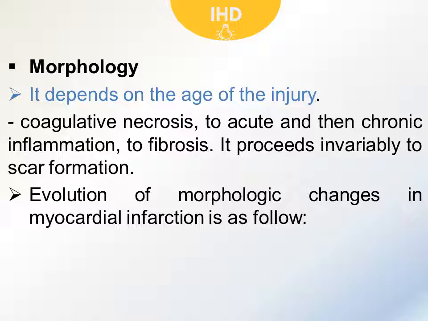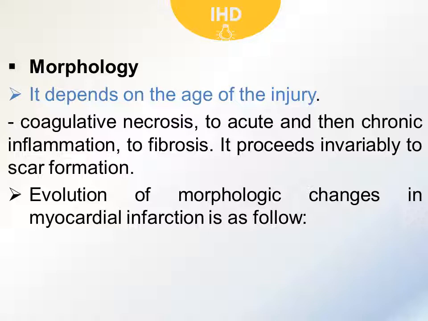For the morphology of myocardial infarction, it depends on the age of the injury. Areas of the damage progress through a sequence of morphologic changes from coagulative necrosis to acute and then chronic inflammation to fibrosis. It proceeds invariably to scar formation without any significant regeneration.